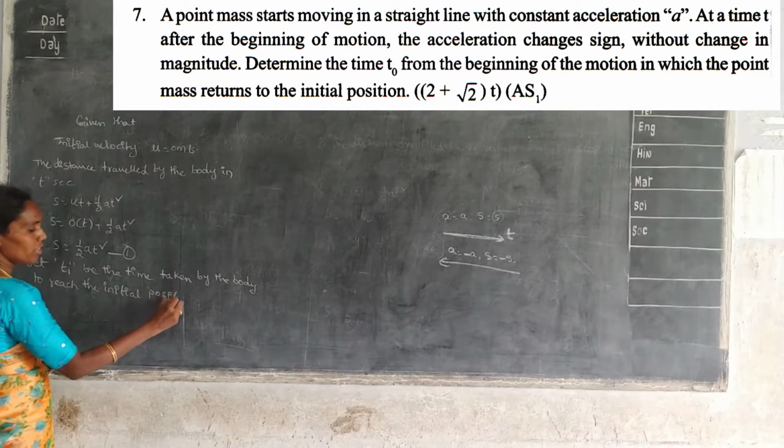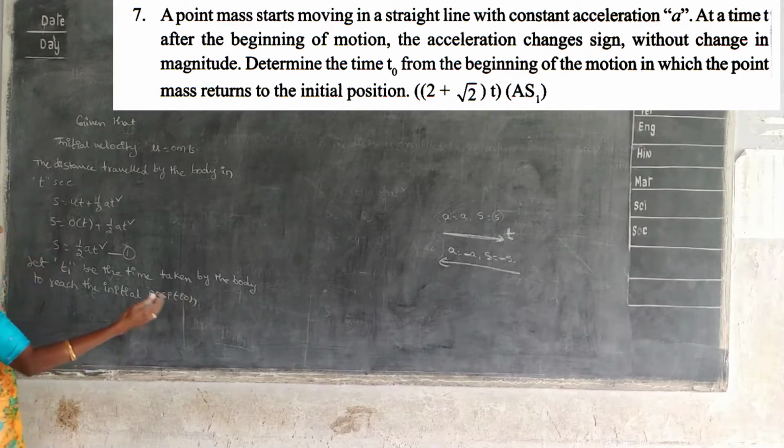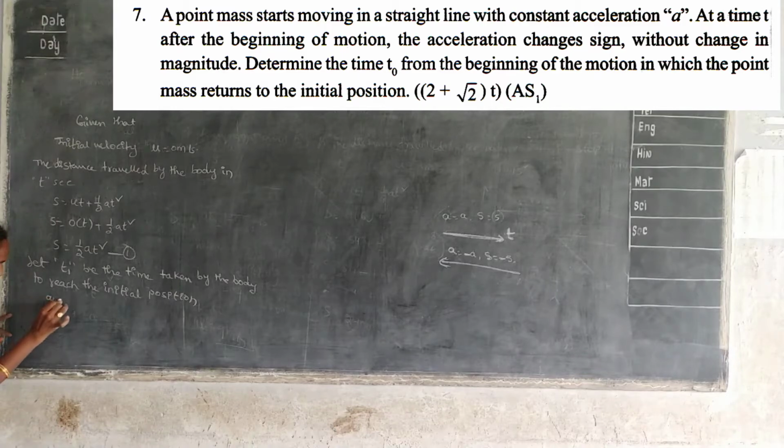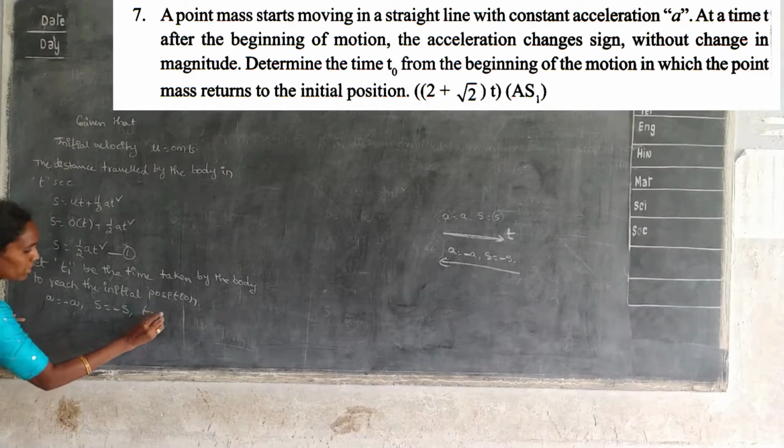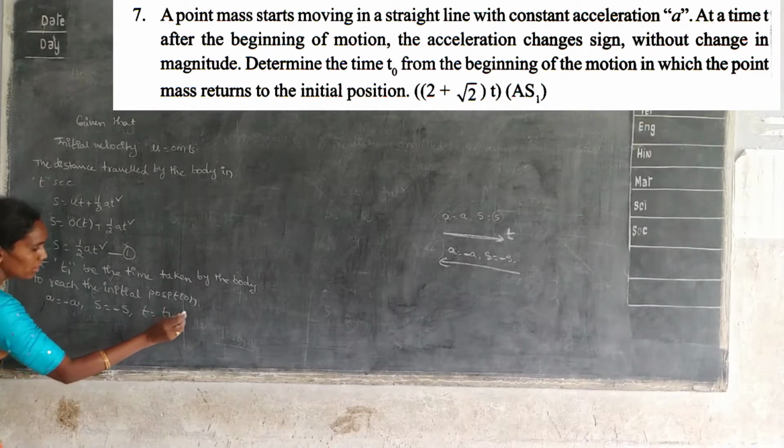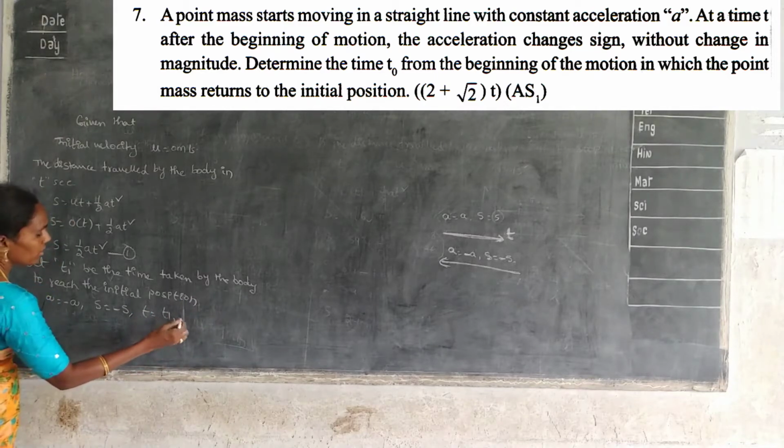To reach the initial position, that means in reverse direction, acceleration should be taken as minus a. Distance s is equal to minus s, and time t is equal to t1.